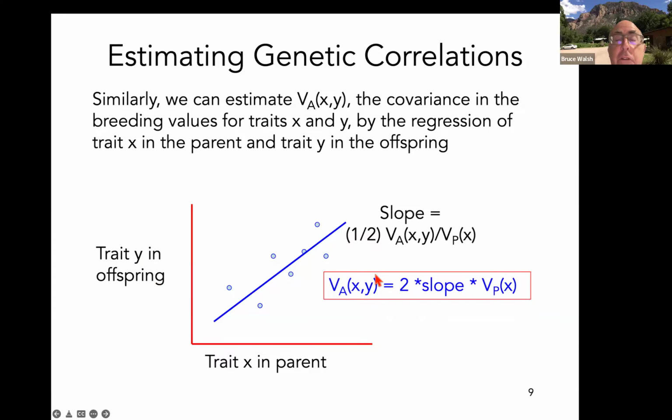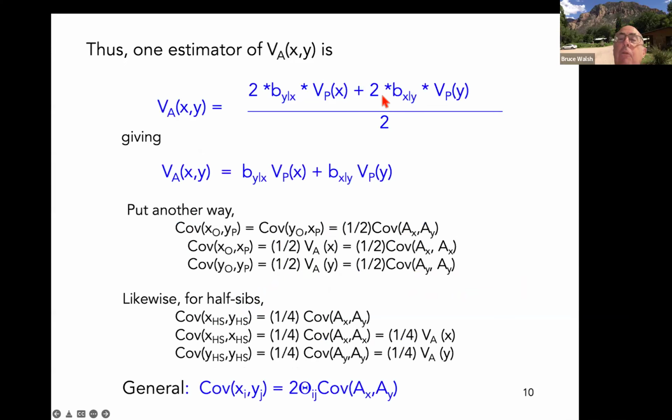If I have a covariance, the correlation is just the covariance divided by the square root of the two variances. So I can do X in parent, Y in offspring. Since I have the data, I can also reverse that, do Y in parent, X in offspring. I can take the average of those two, and then there's my estimator of genetic covariance. Don't worry about the details.